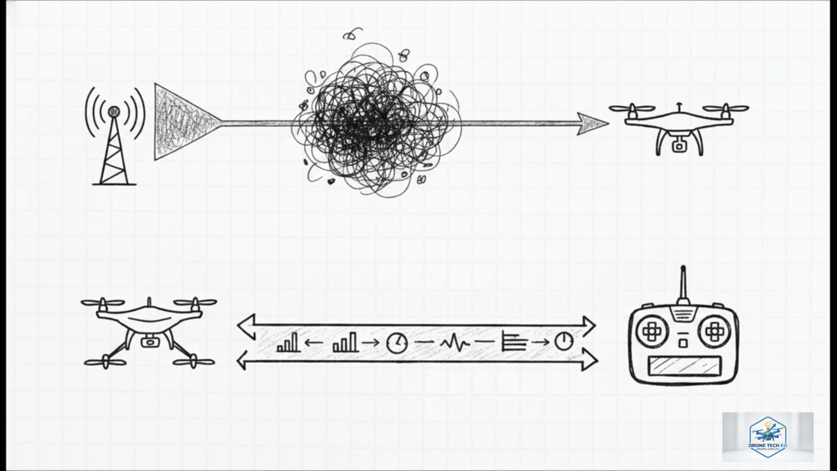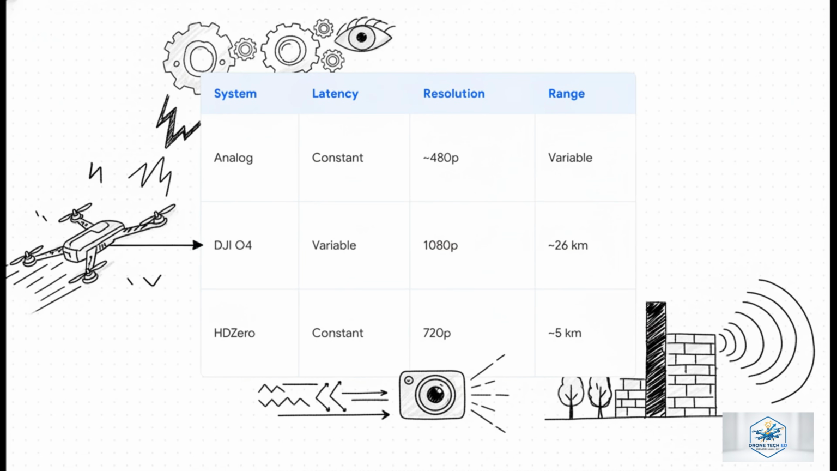Alternatively, a system like TBS Crossfire is proprietary and trades that bleeding-edge latency for highly robust, bidirectional telemetry, sending massive amounts of sensor data back to the pilot. So, the crucial point is that choosing how your drone sees the world involves massive engineering trade-offs. Analog and HD0 provide fixed, constant latency. The image might get staticky, sure, but it never lags, which is absolutely mandatory for high-speed flight. On the flip side, the DJI O4 system uses variable latency with two-way packet confirmation. The latency might jump around slightly, but in exchange, you get breathtaking 1080p high-definition video that can penetrate through solid obstacles up to 26 kilometers away.